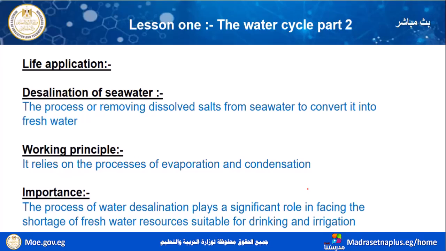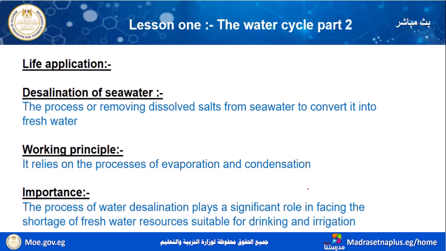Life application. Number one, desalination of seawater. The process of removing dissolved salts from the seawater to convert it into fresh water. Listen to me. We said the percent of water on the earth is about 71%, while fresh water is very limited. It's only about 3.5% of the total water of the earth, and 96.5% is salt water. So fresh water is very limited, and all living organisms need water to drink and survive.